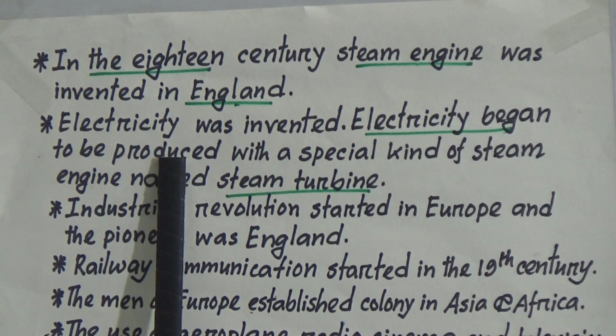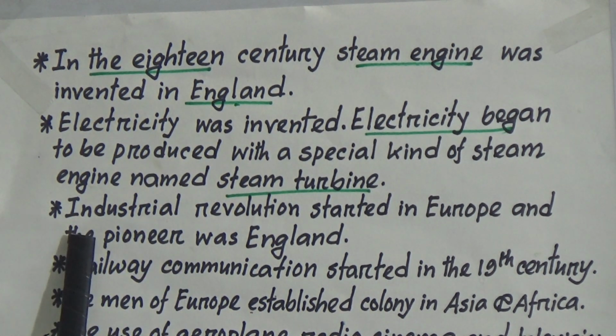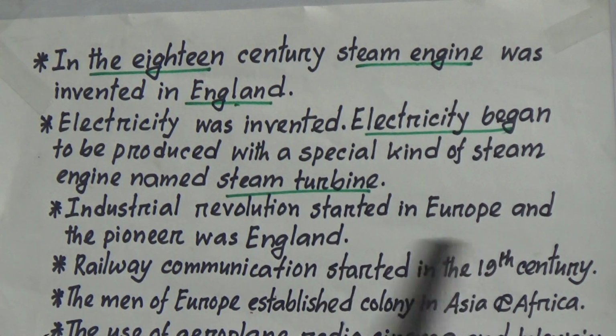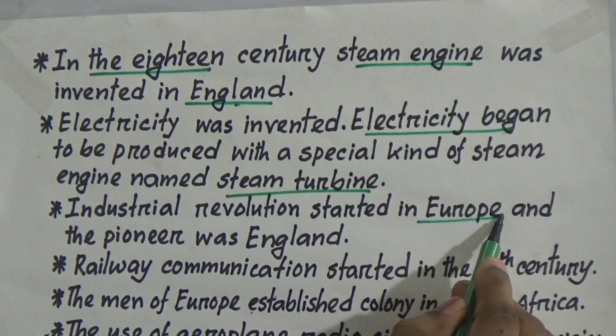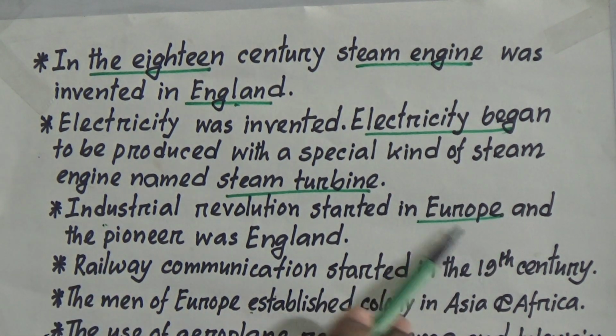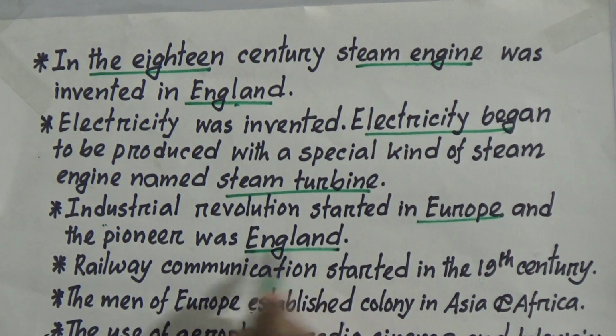Thus, on one hand, production started in large factories. On the other hand, trade, commerce, and communication expanded by speedy ships and railways. The industrial revolution started in Europe and the pioneer was England.